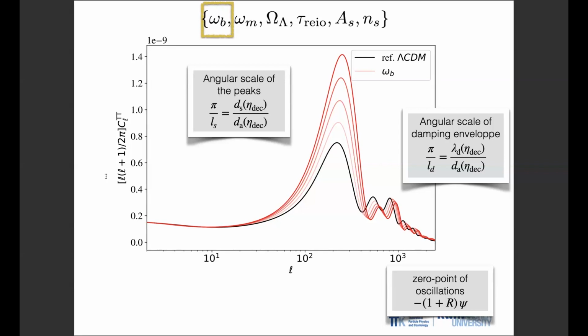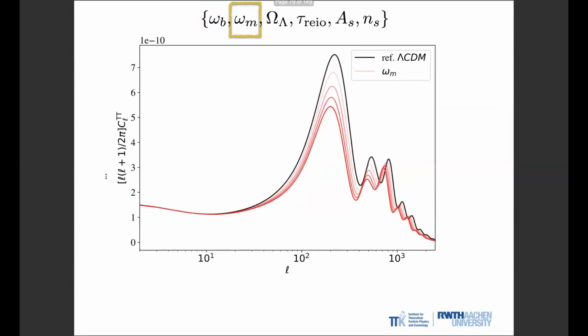So omega b changes the position of the peak, the position of the damping envelope, and the contrast between odd and even peaks. Now let's try to do the same for omega m. This is maybe the most difficult, and then the last two will be simple again. So for omega m, when I increase omega m, I see several things. I see that all my peaks are going down now. They are shifted in the other direction when I increase omega m. And the damping envelope is also shifted to the left, smaller l, larger angles.